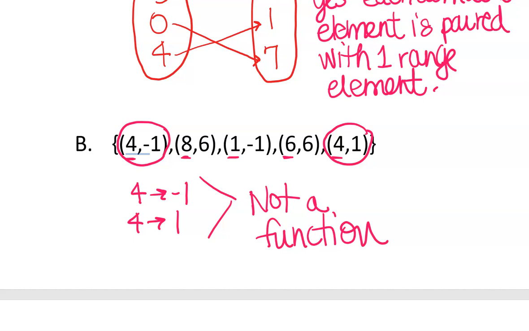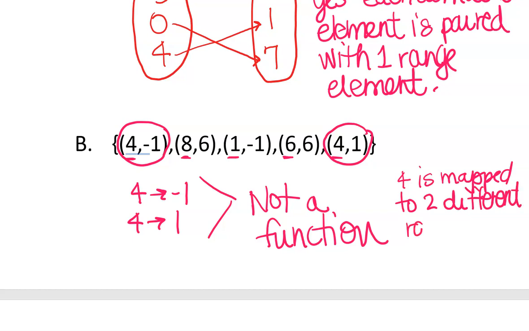The only way it would be is if the two ordered pairs were both 4, -1 or both 4, 1. If they're both the same, when you graph it on graph paper, it would be one location, not two different points. So this one is no, because 4 is mapped to two different range elements.